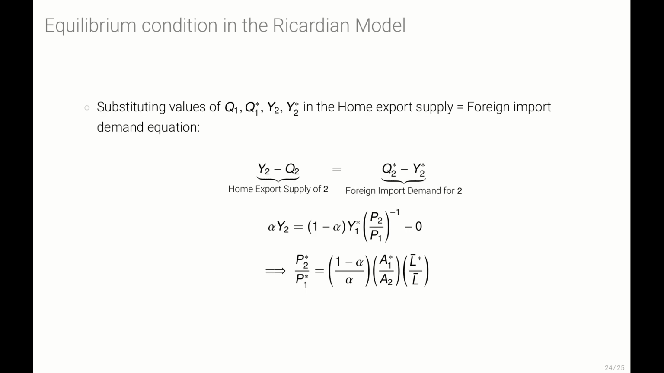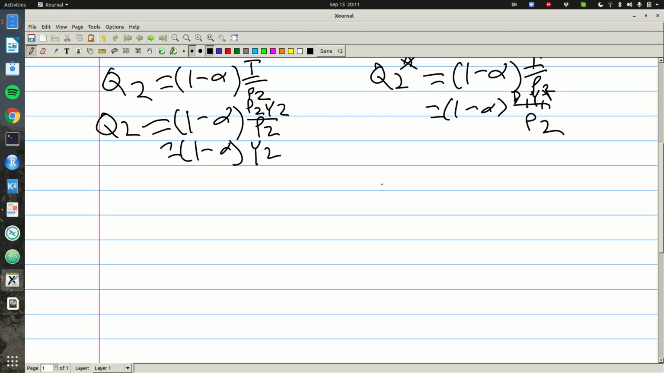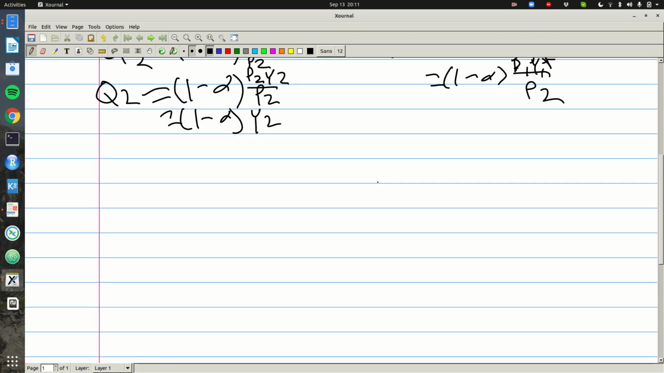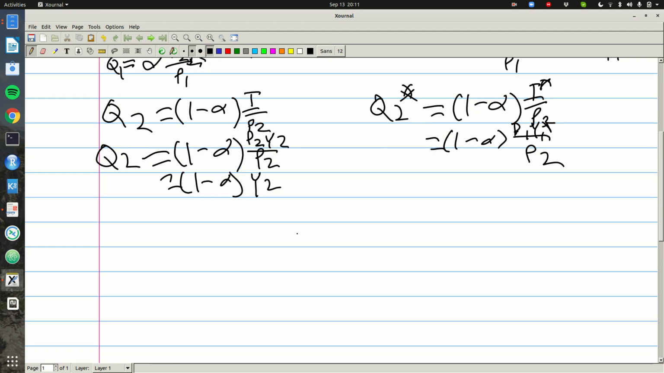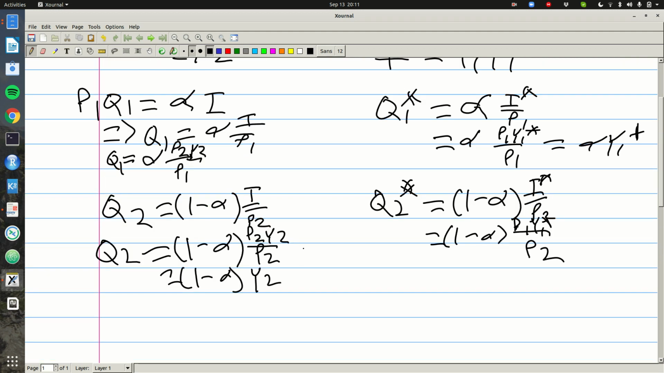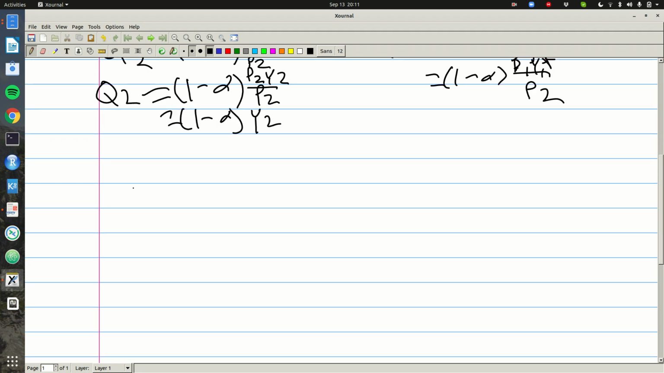Okay, and so now what we want to do is figure out what home's export supply and foreign import demand is going to be for good 2. So let me just go back. I fortunately didn't erase anything. So let's think about home's export supply for good 2. So what's home's export supply?